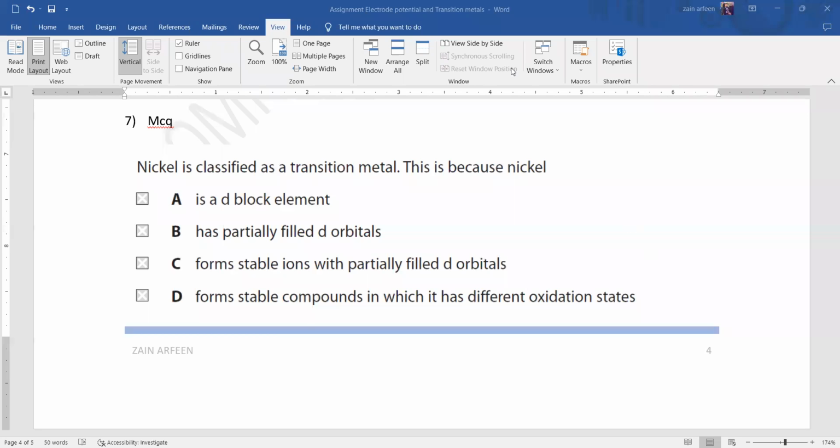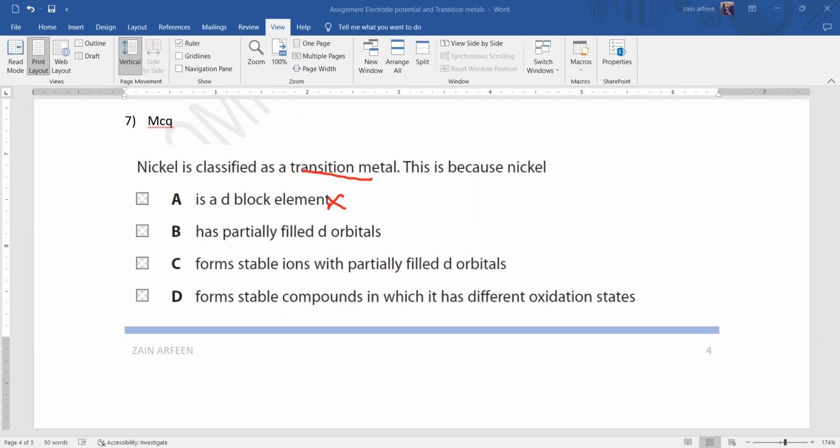So nickel is classified as a transition metal. This is because it's a d block element. That's not true, because zinc and scandium are also d block elements, but they're not transition elements. It has partially filled d orbital.